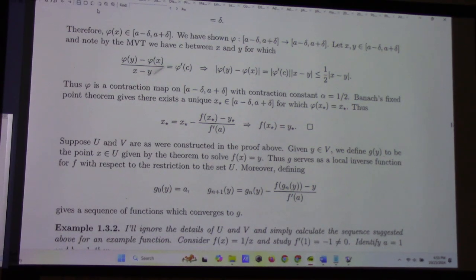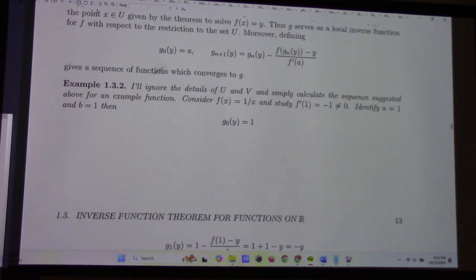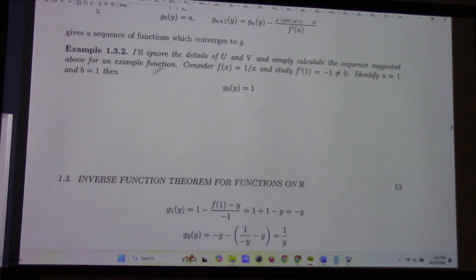And because you can do that at each y in V, you can define g of y to be the point x that it converges to and solves this. That means you can string those together and make g define a local inverse function for f with respect to the set U. And in fact, the inverse function in some sense will be the limit of a sequence of functions. I actually calculated a few examples here because this was earlier in the weekend when I still thought I had time to do examples. This first example is amazingly easy.